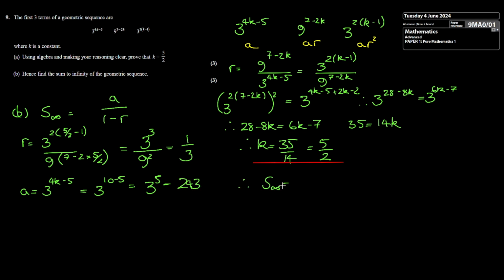So our sum to infinity will be 243 on the top, and our bottom is 1 minus R being a third, so the denominator will be 2/3, and if you work that out, this comes to 729 over 2. And that will be the answer to part B and the end of the question.